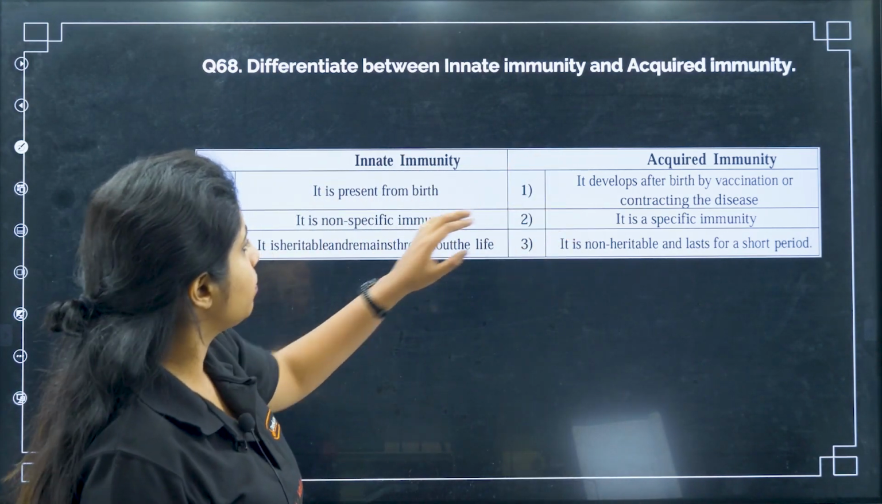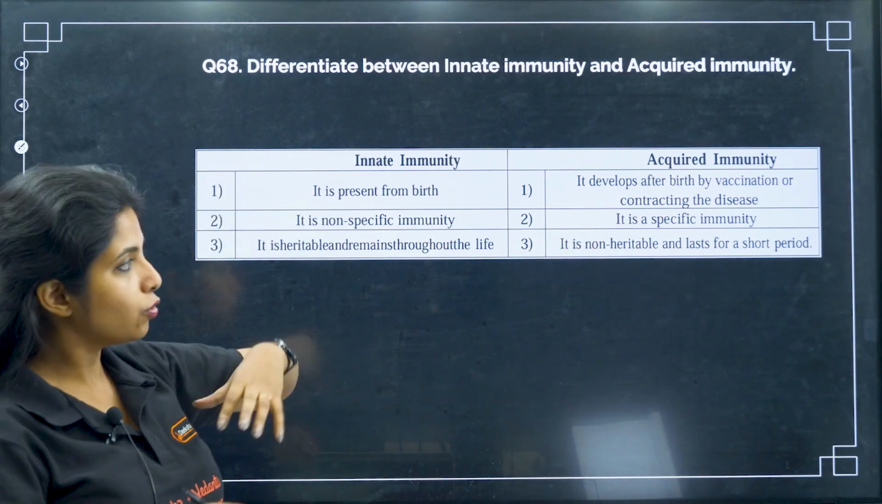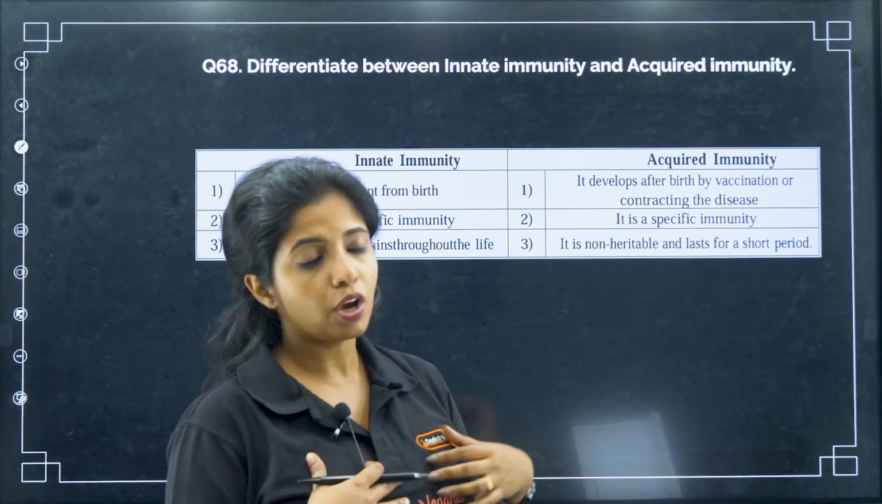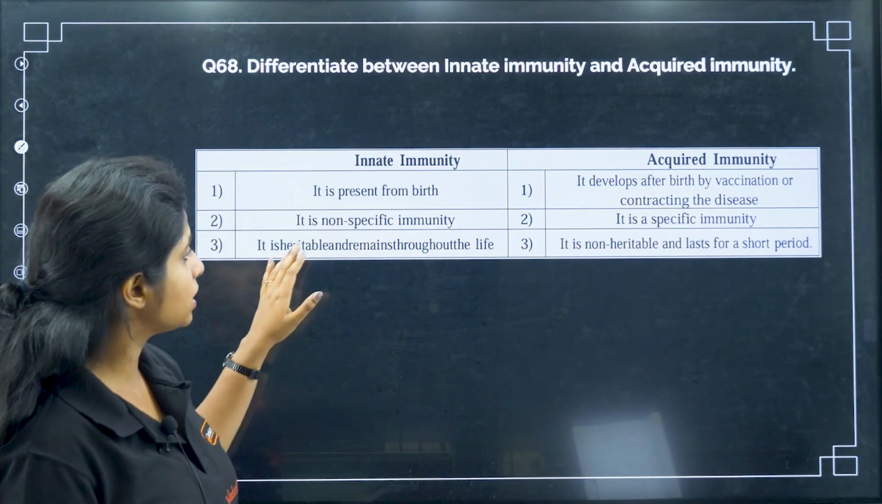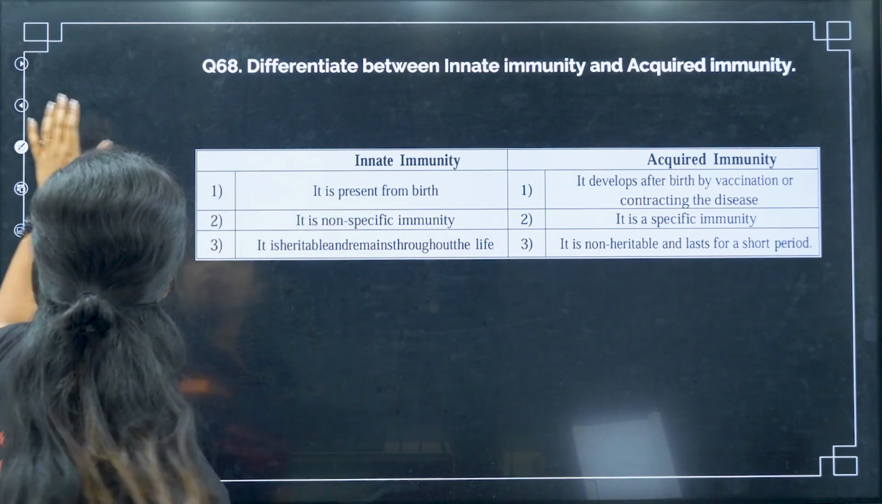Now we have innate and acquired immunity. Innate is present from birth. Acquired, you get throughout your lifetime, either by getting an infection or by vaccination or things like that. Innate is non-specific, acquired is very specific. Innate is inheritable and remains throughout life. Acquired is non-inheritable and lasts for a very short period.